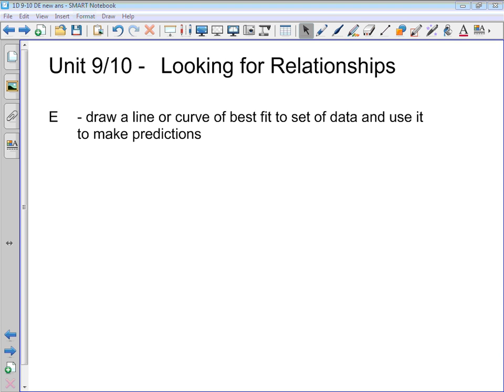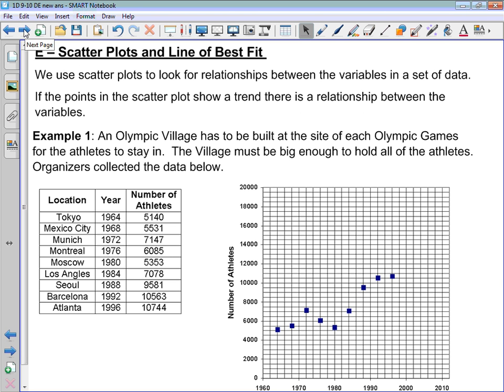Most of the work that you're going to do in box E involves drawing scatter plots. We've already looked at how to set up a scatter plot, so this lesson is mainly going to focus on drawing the line or curve of best fit and using it to make predictions. Just to recap, why do we use scatter plots? We use scatter plots to look for relationships between the variables in a set of data.